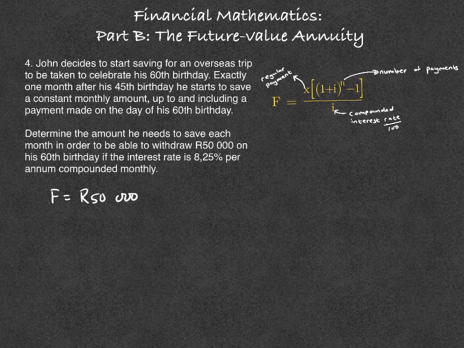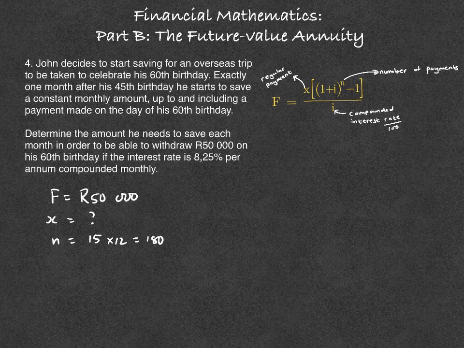Okay, let's look at the solution. So the future value, he wants 50,000 Rand to go and travel. So that's F. We don't know what the regular monthly payments are. That's what we want to find. How many months is he going to pay for? It's going to be 15 years, from his 45th birthday to 60th birthday. So 15 years, monthly payment, that's equal to 180 payments that are going to be made.